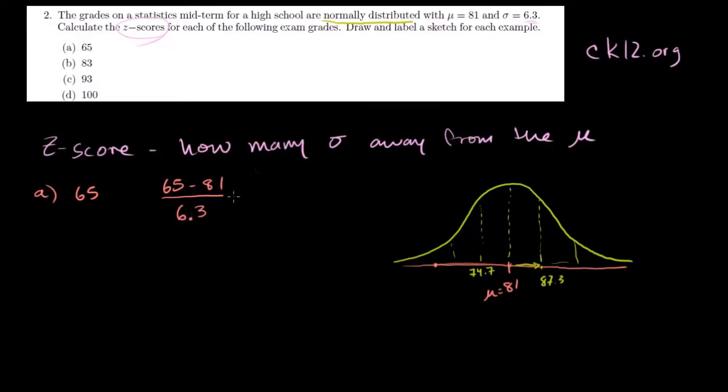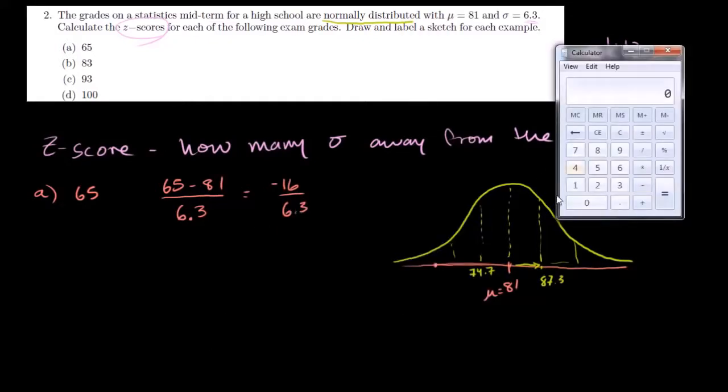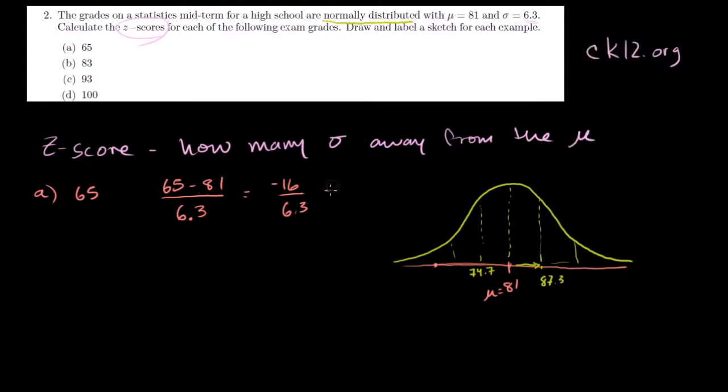So 65 minus 81. Let's see, 81 minus 65 is what? It is 5 plus 11. It's 16. So this is going to be minus 16 over 6.3. And take our calculator out. And let's see, if we have minus 16 divided by 6.3, you get minus 2.54. So approximately equal to minus 2.54. That's the z-score for a grade of 65. Pretty straightforward. Let's do a couple of more.